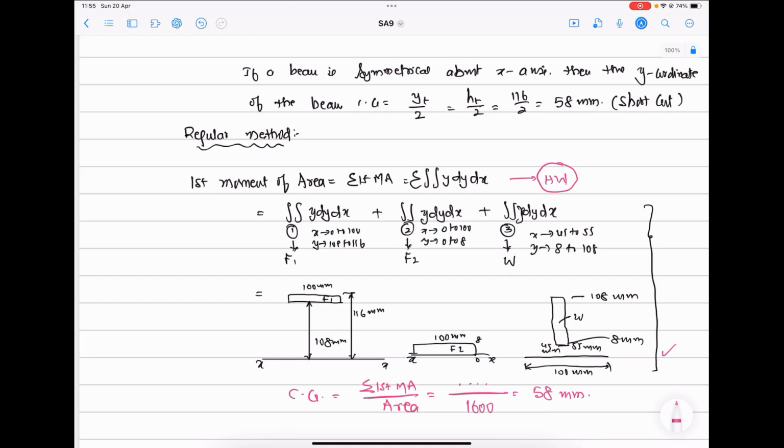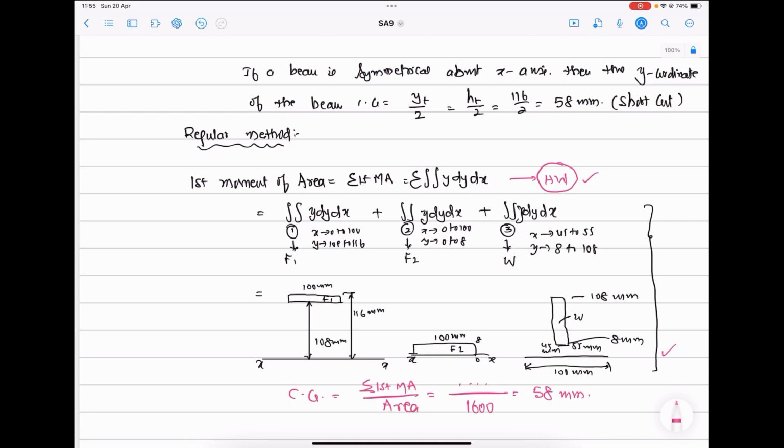You please find out, do it as homework, and I don't want to proceed further on the calculus method because it's a very simple one which I have already explained, how to apply the limits. I have already given you the limits, the values for the definite integral, the ranges, and you have to find out the total first moment of area of the beam.